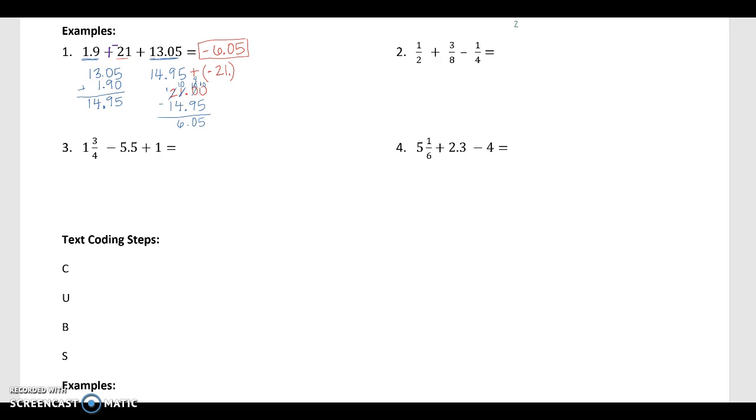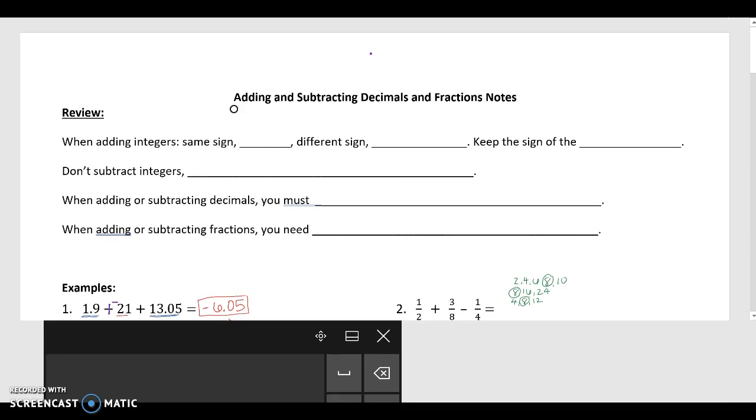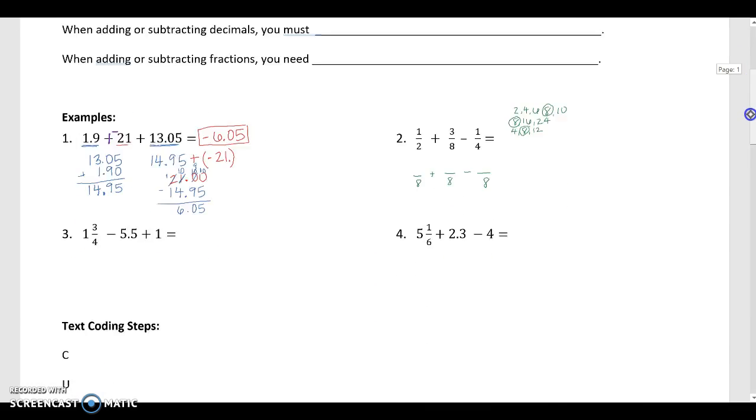So I have 2, 4, 6, 8, 10. Okay, then I have 8, 16, 24. Then I have 4. So 4, 8, 12. Looks like my smallest number here is going to be 8. Okay, so I'm going to go ahead and just rewrite my denominators. 8, 8, 8.